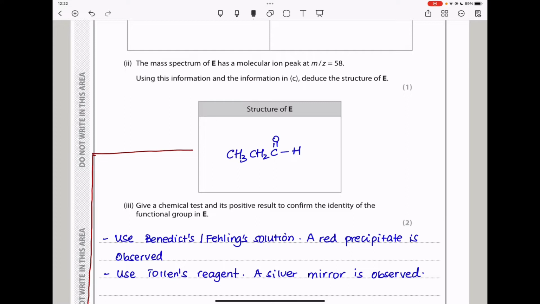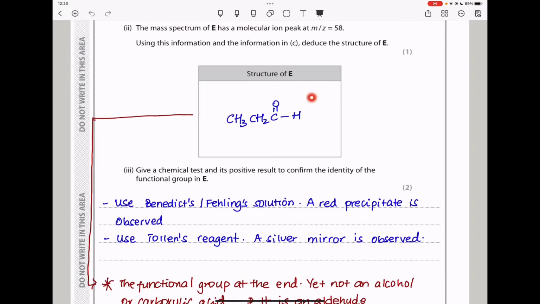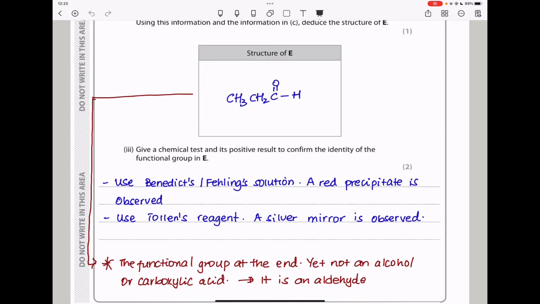From C, we have observed that E has 3 carbons and it has 1 functional group at the end, yet it's not an alcohol and not a carboxylic acid. The only structure that has a molecular ion at mass to charge 58 with 1 functional group at the end is an aldehyde, so I draw this structure, which is propanal.